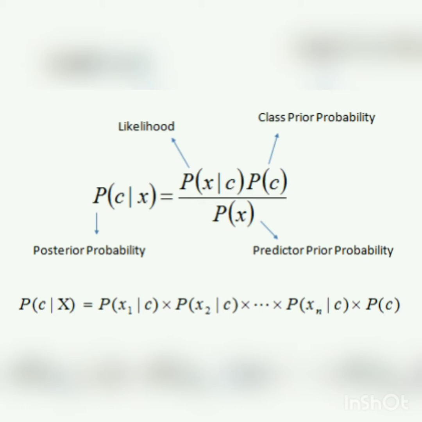For example, a fruit may be considered to be an apple if it is red, round, and about 3 inches in diameter, even if these features depend on each other or upon the existence of other features. A naive Bayes classifier would consider all of these properties to independently contribute to the probability that this fruit is an apple. So it will be following the equation: posterior probability equals likelihood times class prior probability divided by predictor prior probability.